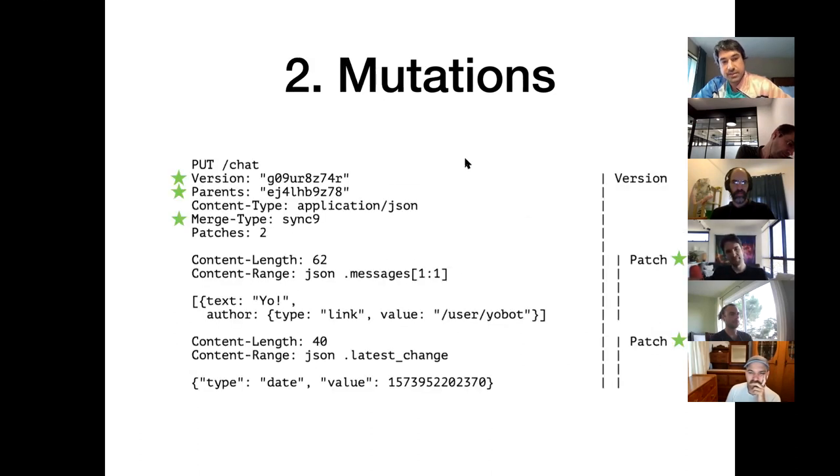Okay, so the second type of extension is mutations. That's what we're doing a lot of discussion on today. Mutations adds a few features to HTTP. We're adding a version header. We're adding the parents. We're adding a merge type, which says how multiple changes that happen in parallel merge together. And then we also add patch formats.